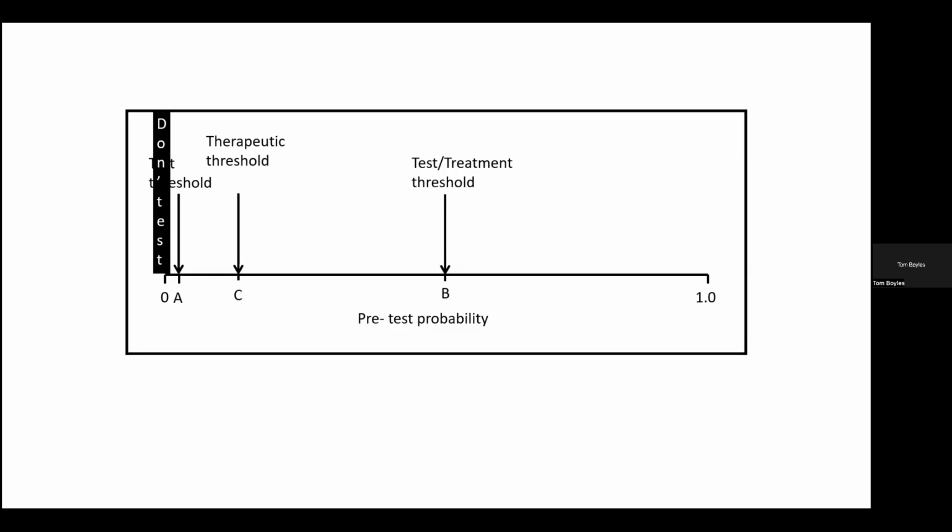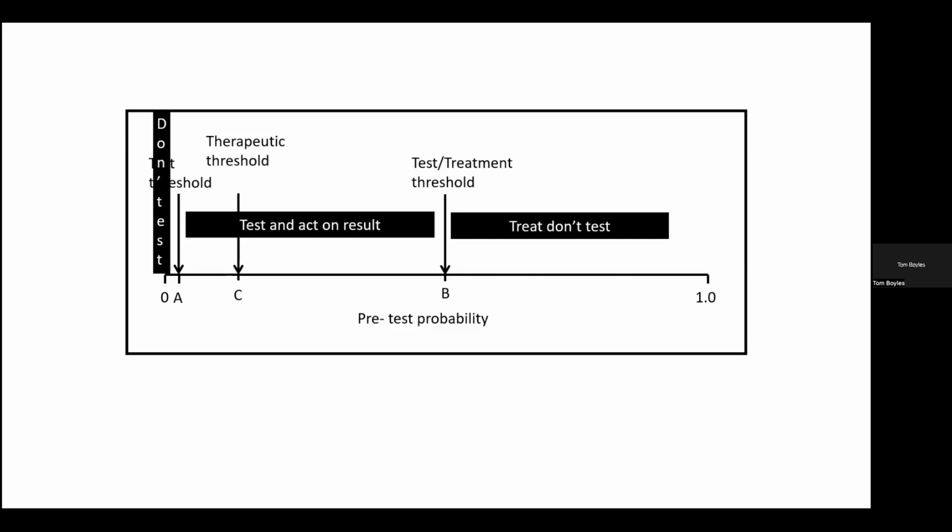In the middle here, you've got patients who you should test and act on the result at this rough probability. If it's positive, you treat them, and if it's negative, you exclude the diagnosis. And then on the far right-hand side, you have patients who are so likely to have schistosomiasis that you don't need to do the test, because even if it's negative, you're still going to treat them, because the probability shifts to the left but stays in the range above the therapeutic threshold.